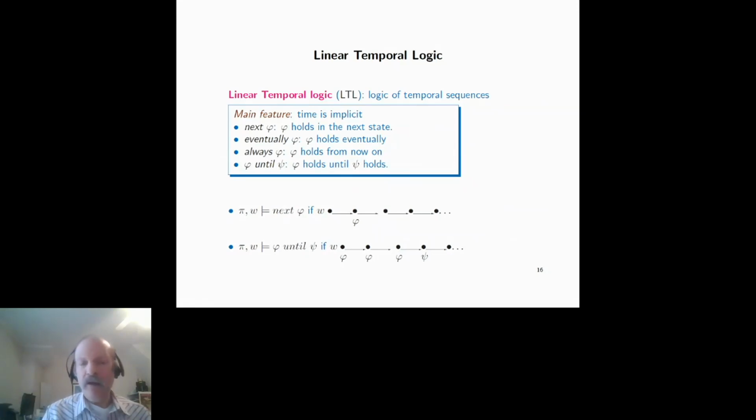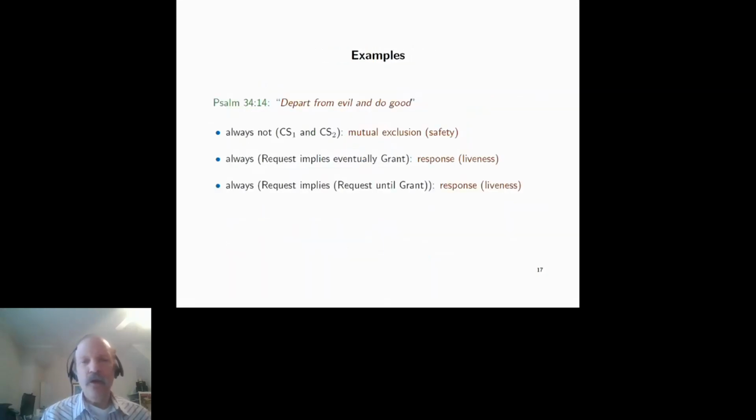And so it turns out that these two connectives give us a very rich language. In particular, you can specify safety and liveness properties. The idea of safety and liveness was already described in Psalm 34:14: depart from evil and do good. So safety is depart from evil. Mutual exclusion is the canonical safety property. You say always not (CS1 and CS2). You cannot be in two critical sections simultaneously.